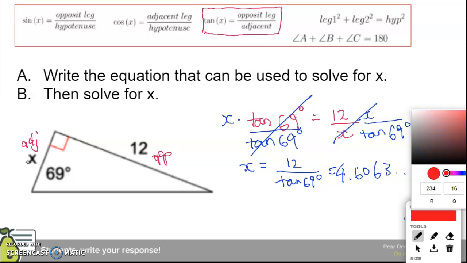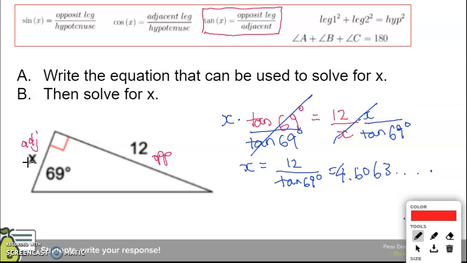And if I was to ask to round it to 2 decimal places, that means go 2 digits after the decimal point. And we look at the next number, which is 6, which is greater than 5. That means I need to round up the digit. That becomes 4.61 rounded to the nearest 2 decimal places.